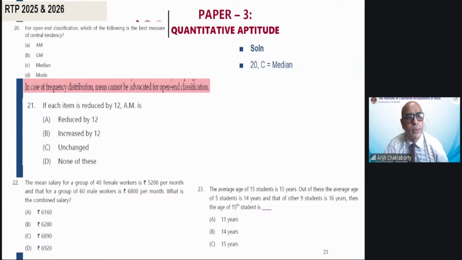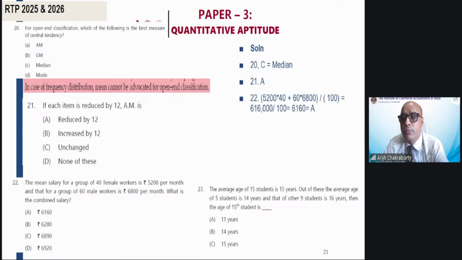Before the 23rd question, we will see the 20th. Yes, 20 is median. We are just counter-checking. For the 21st question, it will be reduced by 12. And for the 22nd question, we apply exactly the formula I was referring to. Here we have N1 into X1 plus N2, that is 60, into 6800 as X2, divided by N1 plus N2. Please note N1 is 40, N2 is 60. So N1 plus N2 is 100. So we divide the sum of the individual products by 100. So we get 6160, which is option A.